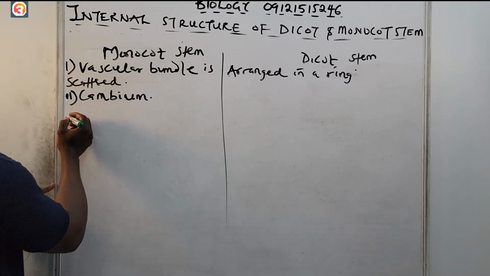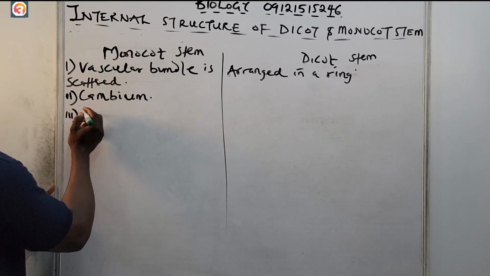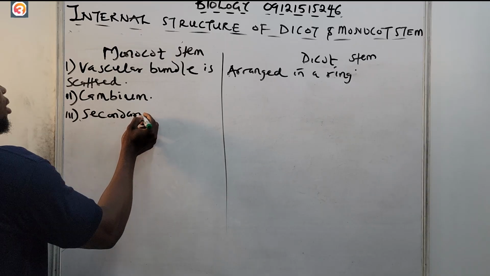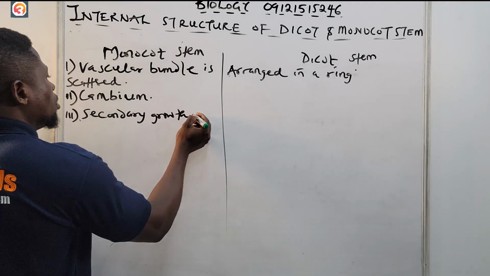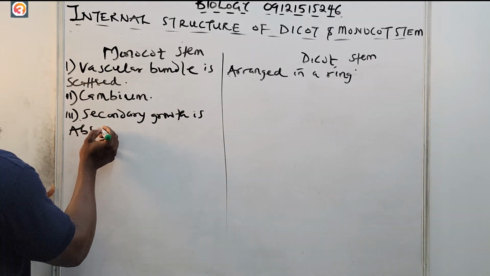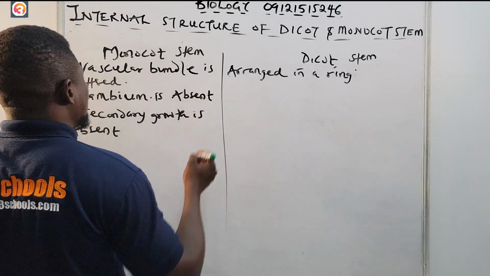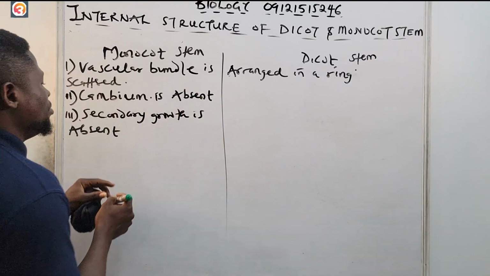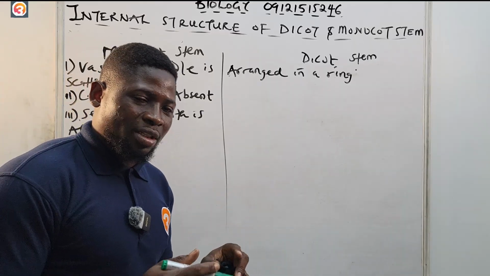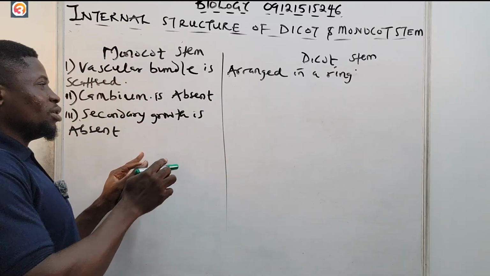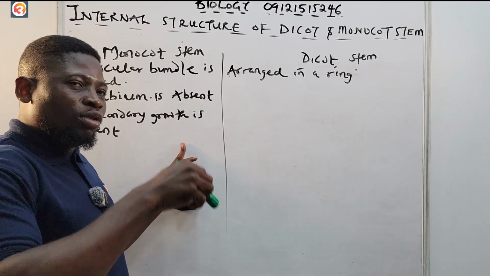And then of course, cambium is absent, and that is why the secondary growth is also absent. Number three is secondary growth. Because of that, secondary growth is also absent. So cambium is absent. Monocot stem does not have cambium, and because of that, secondary growth is absent. Okay, because the cambium is what is responsible for secondary growth.